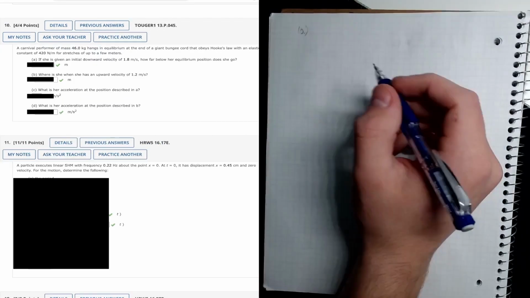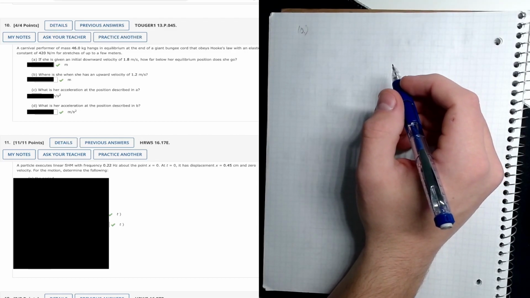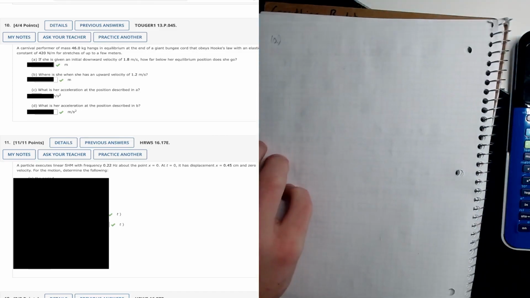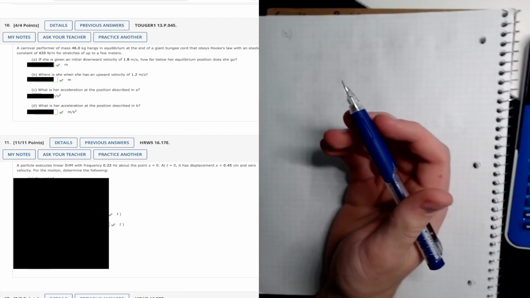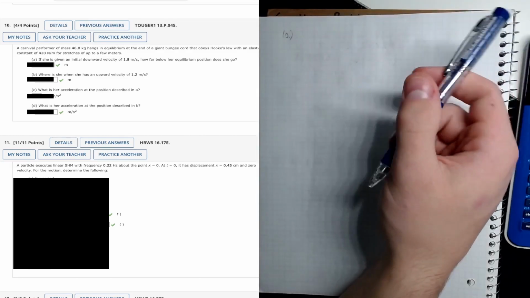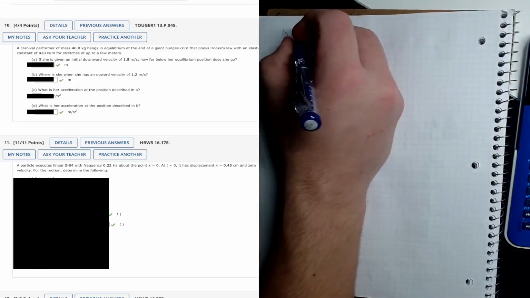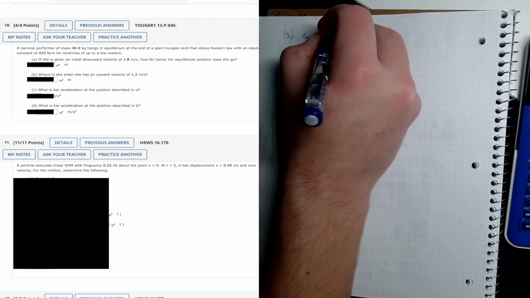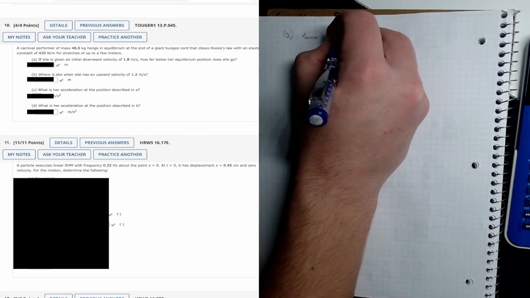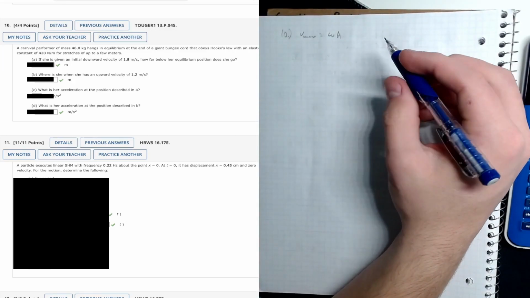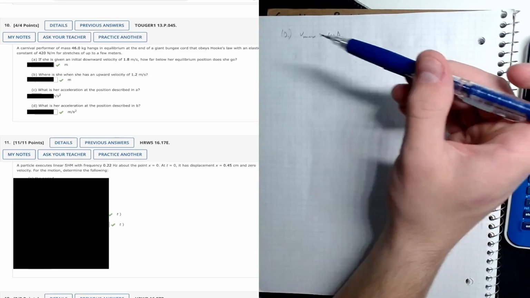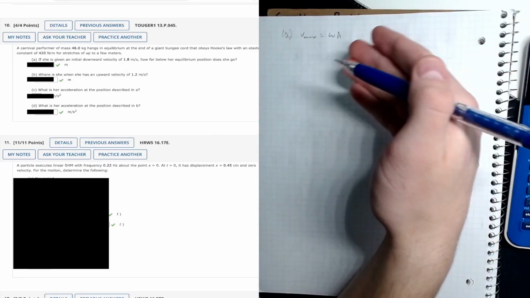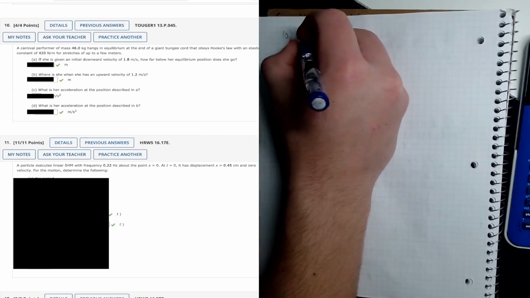She's given an initial downward velocity of 1.8 meters per second. How far below her equilibrium position does she go? Alright guys, so this is the sine function of the maximum velocity. In this case, it's going to be at the equilibrium point, obviously. We know Vmax is equal to W times amplitude. We're trying to find how far below the equilibrium point she goes. That's literally just the amplitude, because that's the distance from the equilibrium. That's basically the definition of amplitude.